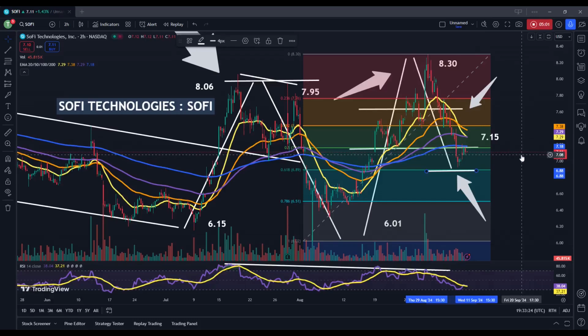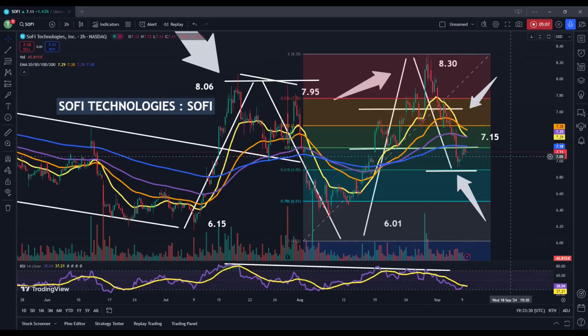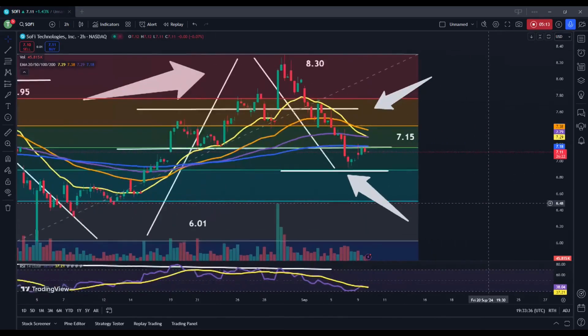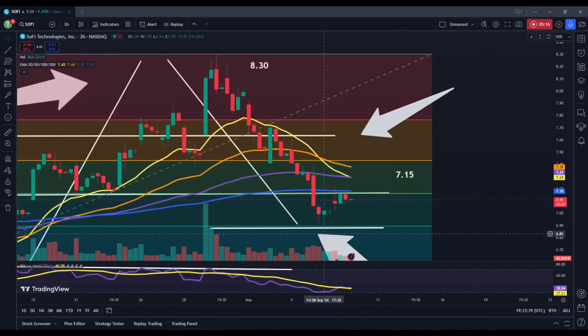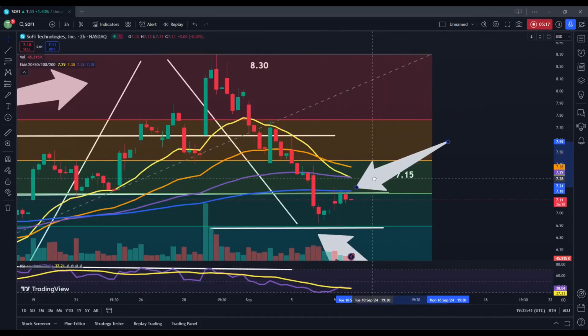So, if share prices can manage to hold this low, which comes in right around 6.90, then this does open up scope for another retest of the highs at 8.30. However, if we drill in here, if we look more closely, what we can see at the moment is that share prices are running into some resistance right back at this $7.15 mark.